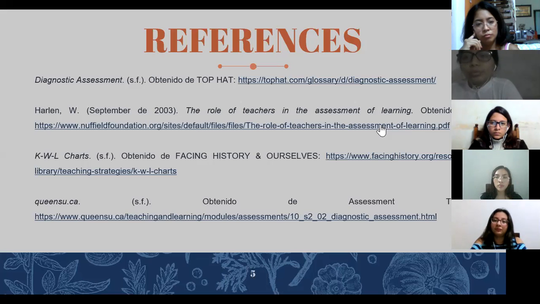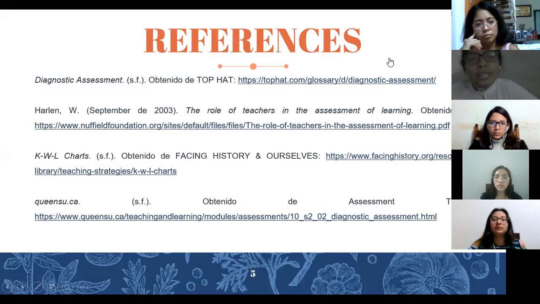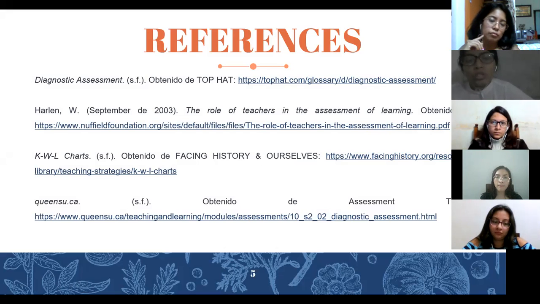Okay, these are a reference of research. I am going to tell you a small conclusion about the topic. Okay, diagnostic assessment reveals a student's strengths and weaknesses in relation to the material that will be covered in the course of the school year. So, the purpose of a diagnostic assessment is to understand each student's knowledge and each student's cognitive skills.